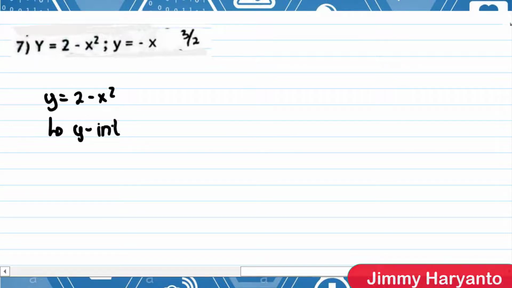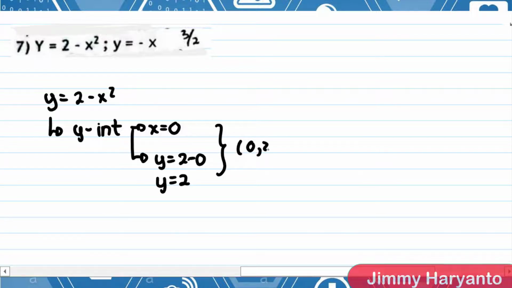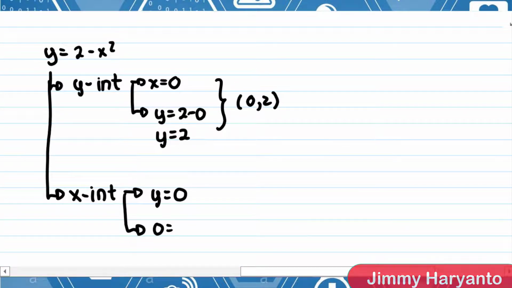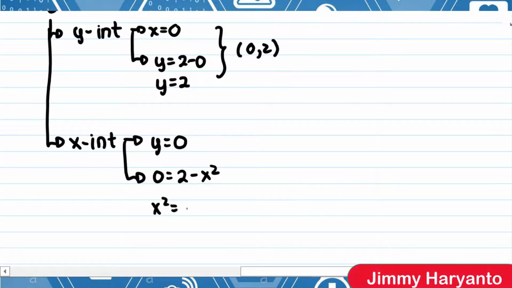Okay, the next one is number 7. For number 7, we have y equals 2 minus x square. That means we have to find the y-intercept first. Y-intercept means x equals 0. X equals 0 means y equals 2 minus 0 square, so you'll have y equals 2. From this one, you will have (0, 2) as the y-intercept. Next is the x-intercept. To find the x-intercept, you have to use y equals 0. That means 0 equals 2 minus x square, and then move the x square to the left hand side like this, and then x equals square root of 2.